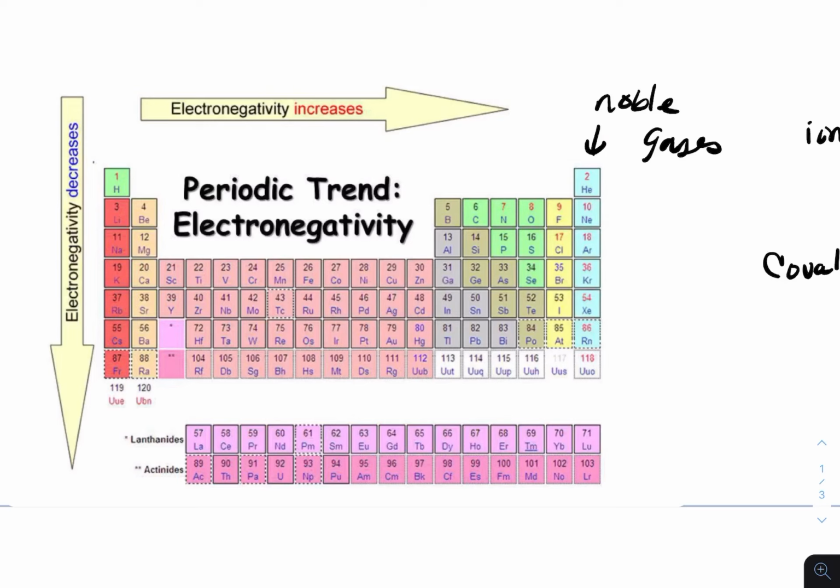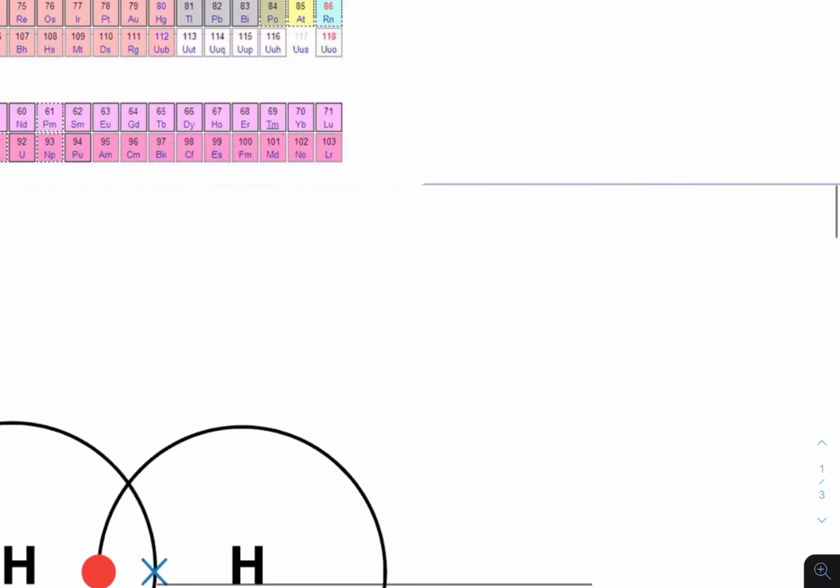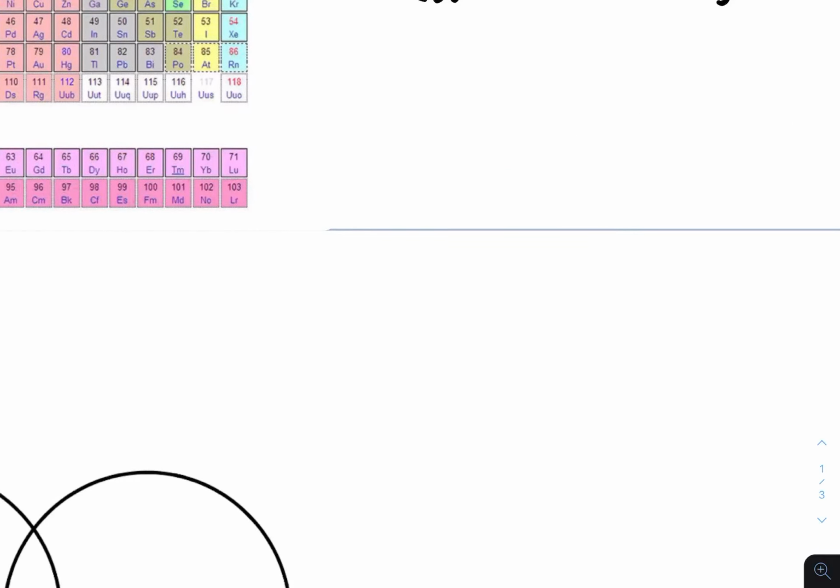So that's why lithium was so willing to give away its electron, because fluorine is so eager to take one away to have its octet filled. Now, basically electronegativity, I will write down, is how bad an atom wants electrons, the negativity.